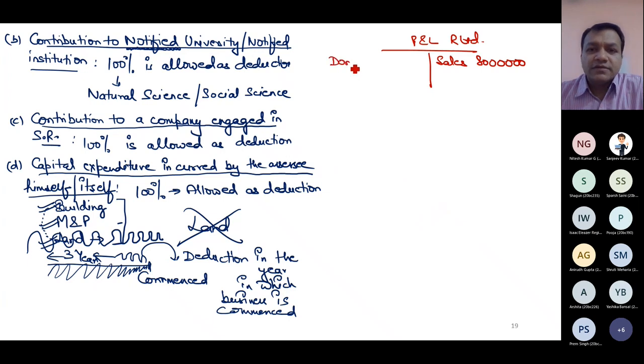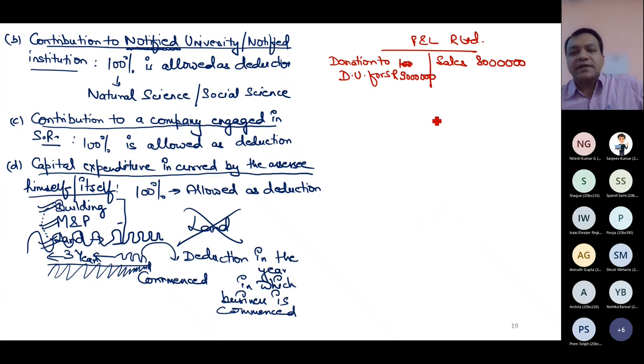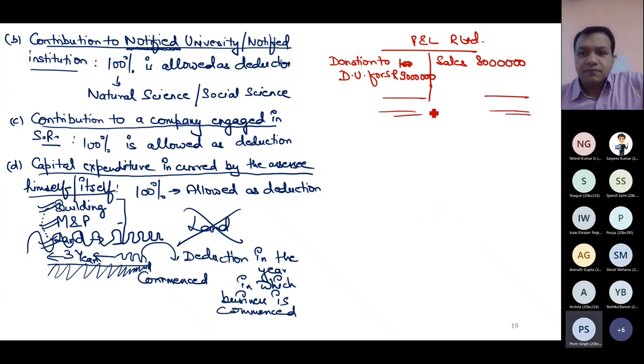I donated to Delhi University for scientific research, 1 crore. Or you can say 90 lakh. Can you tell me what is the net result of my P&L account? Sir, net loss of 10 lakh.